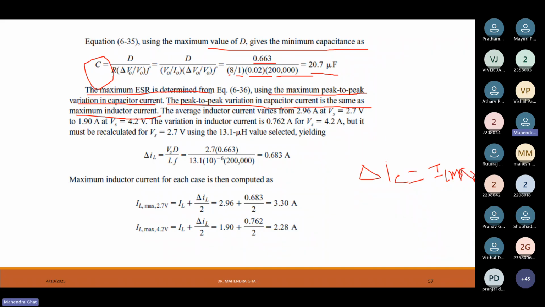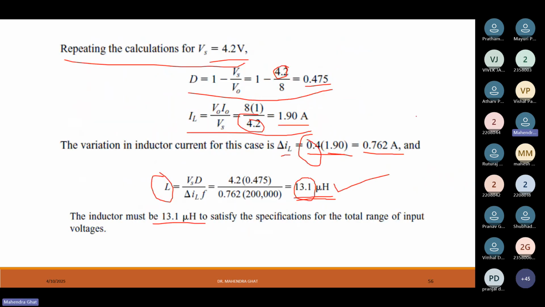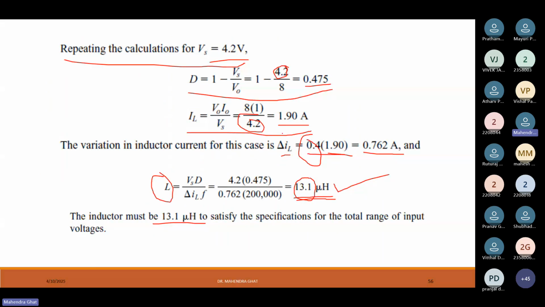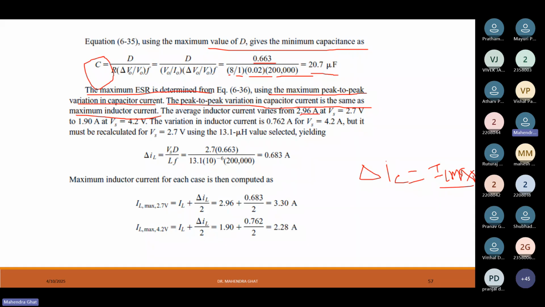So we have to calculate the IL max. Now from which value do we have to calculate the IL max? So the average inductor current we have seen. Here we got the average inductor current as 2.96, and in the second case we got it as 1.90. So these are the two values, 2.96 and 1.90.